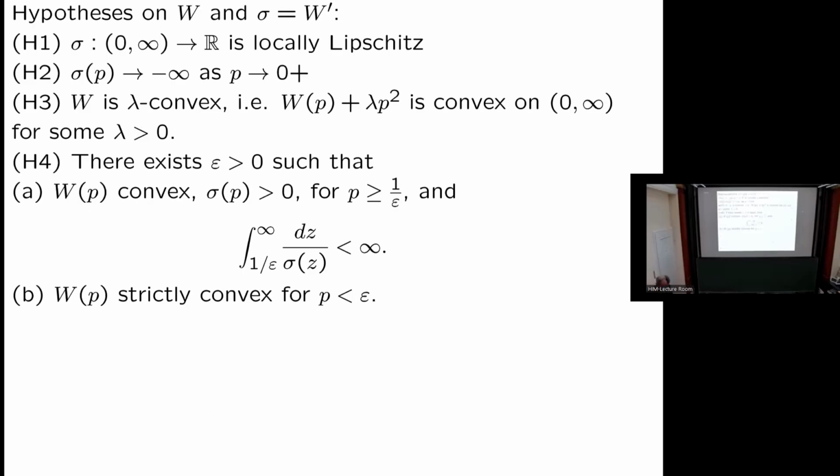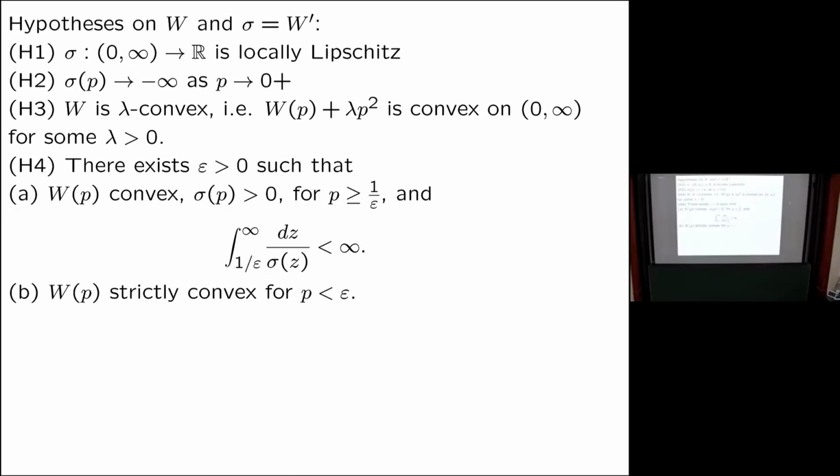So here are the hypotheses I'm going to make on W and sigma. So the first one just says that it's a locally Lipschitz function defined on (0, infinity). So why do we want sigma to be defined on (0, infinity)? Because sigma is a function of P, which is y_x, and we want y_x to be strictly positive to avoid penetration of matter. And so the second hypothesis is related to that. It says the stress goes to minus infinity if you try to crush it down to 0. Okay, so it's going to hopefully stop P becoming 0.